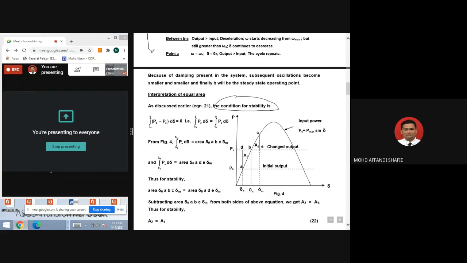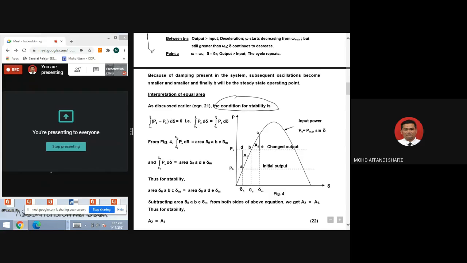is the area sigma O A D E sigma M. So you can go through this one. So for stability, area sigma O A B C sigma M is equal to area sigma O A D E sigma M. So this part.